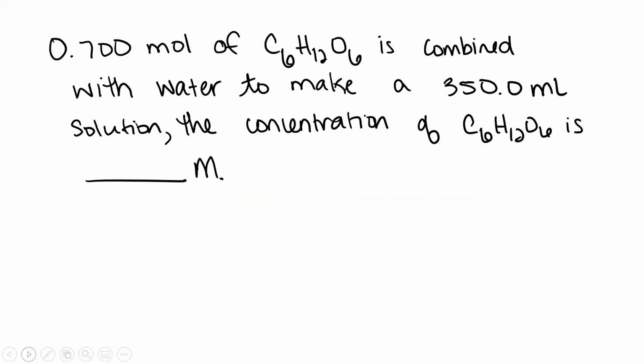So this is where we're going to apply this now. You've worked on dimensional analysis, converting between moles and grams, and using all of these conversion ratios. So now we're going to start applying it. If we're told that we have 0.700 mole of glucose and it's combined with water to make a 350 milliliter solution, the concentration of said glucose is what molar?